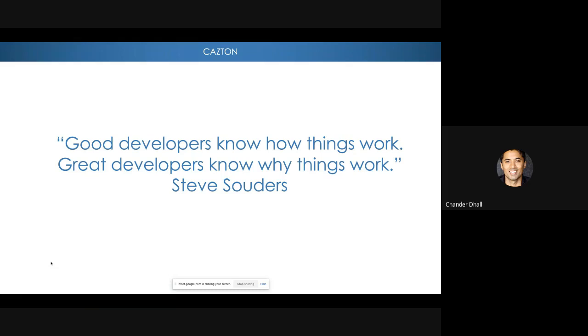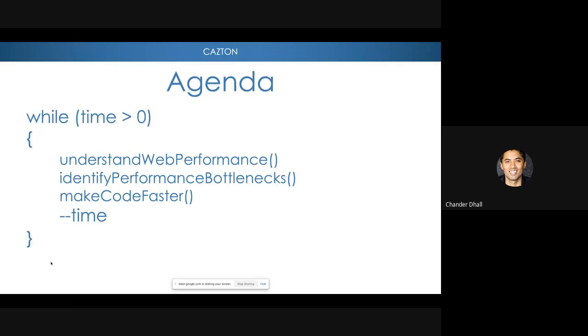One of my favorite authors, Steve Souders, says great developers know why things work. If you understand why things work, then you can do a lot of things that most people may not understand. A lot of people understand, oh, I can use this API. They know how things work. But if you know the whys, you can do really well. So let's talk about the first part, which is going to be the UI best practices.